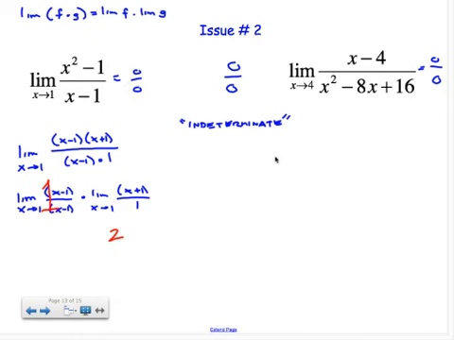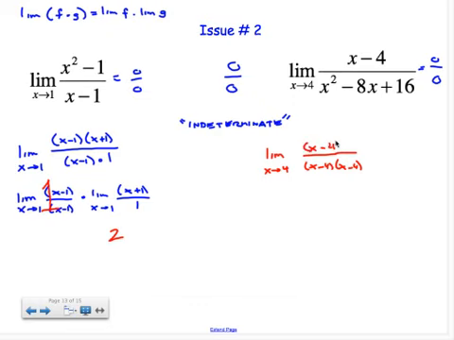Now, let's look at the second example over here. I'm going to probably have to do a similar idea, and it makes sense to me as a former algebra student to factor the denominator if possible. So the denominator can be factored as x minus 4 times x minus 4. Okay, I see that x minus 4 is a factor of both the numerator and the denominator.